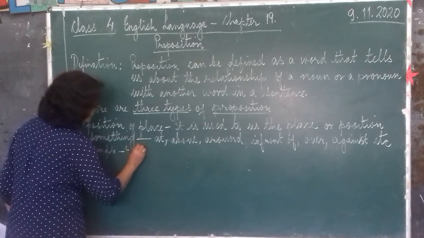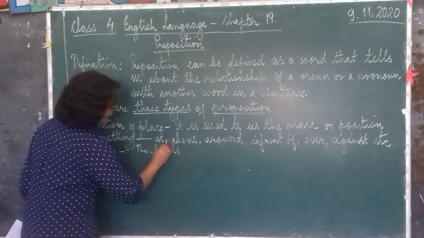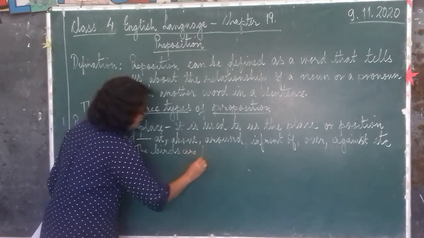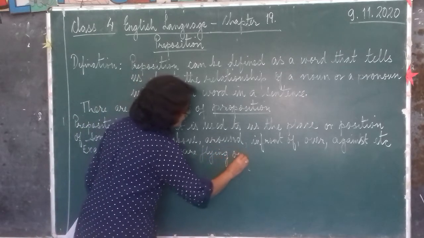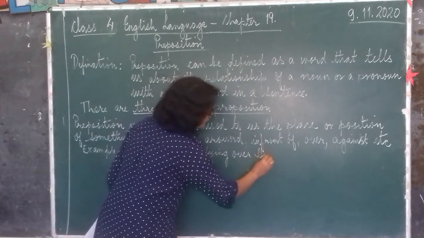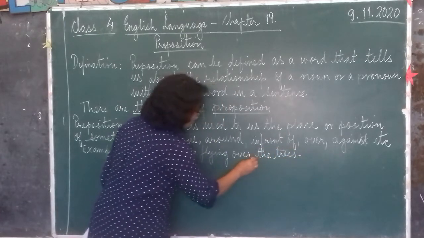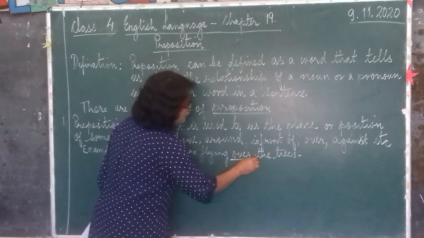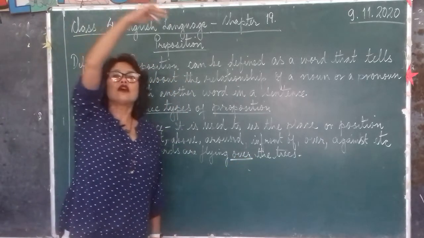The birds are flying over the trees. The birds are flying over the trees. See, the word over is a preposition. The birds are flying over the tree.